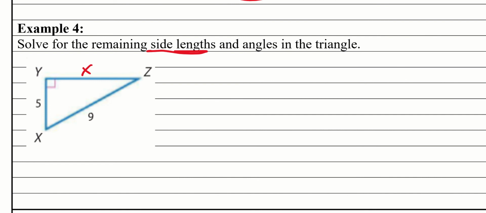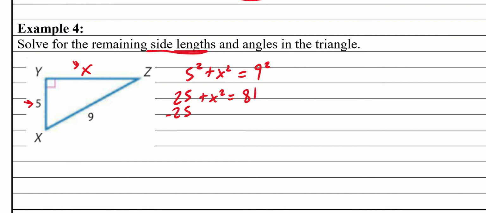And remember, we talked about this. If I have two of the side lengths and I need the third, and it's a right triangle, I can use the Pythagorean theorem. So this would be one of my legs, and this would be another. So I'd say 5 squared plus x squared equals 9 squared. And now I'll go ahead and simplify and solve this here. So right here, 5 squared is going to be 25 plus x squared equals 9 squared, which is 81.